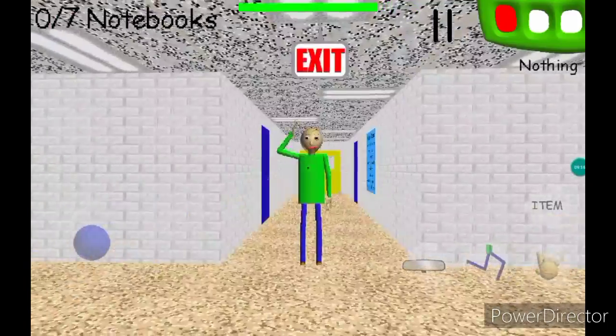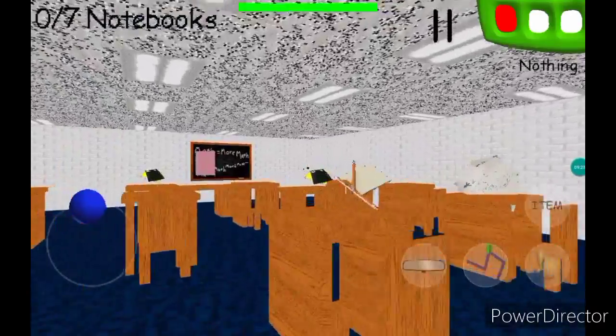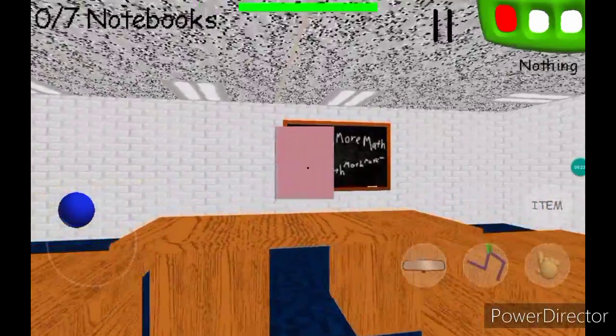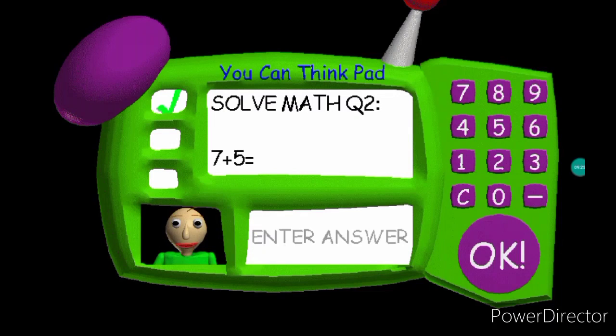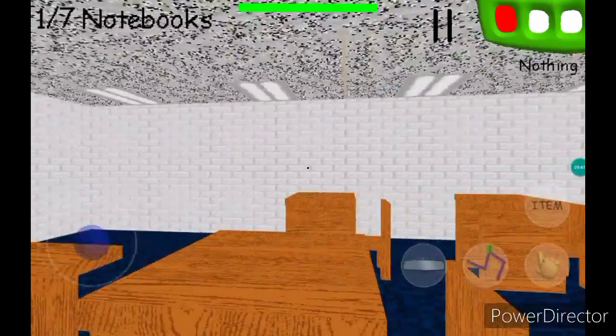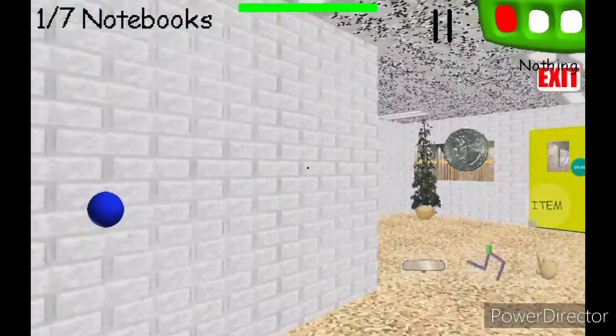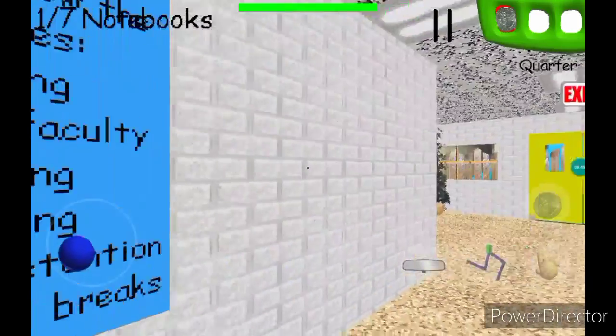Oh, hi. Welcome to my schoolhouse. Okay, hi, Baldi. I do not like the fact that you frightened me like that. So I'm just gonna move on to this notebook. 4 minus 3, 1. 7 plus 5 is 12. Nope. 12. 1 minus 9 is negative 8. I'm lagging so badly right now.